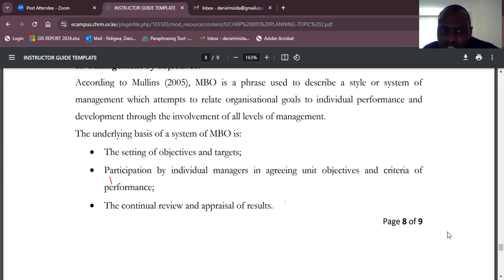Then the other one is participation by individual managers in agreeing unit objectives and the criteria for performance. Remember, every department has managers. For example, there's a manager in procurement and a manager in marketing. Those departments are normally referred to as units in organizations. So as a manager in that unit, you need to agree what exactly you need to achieve in this unit. If you're in procurement, what do you need to achieve in procurement?